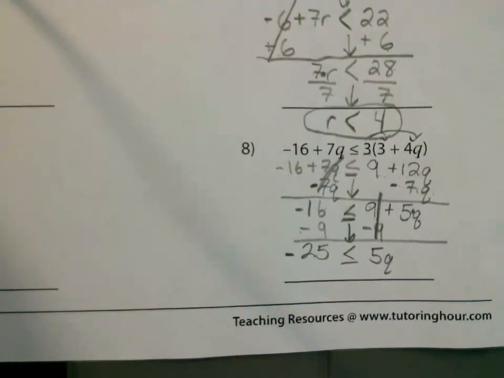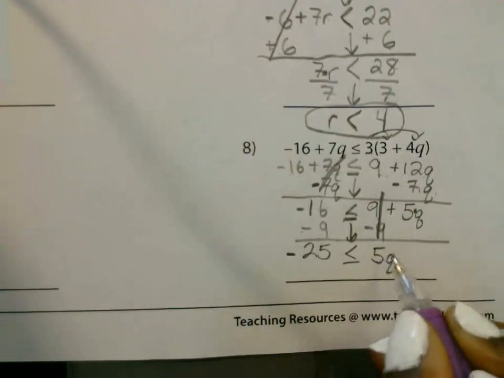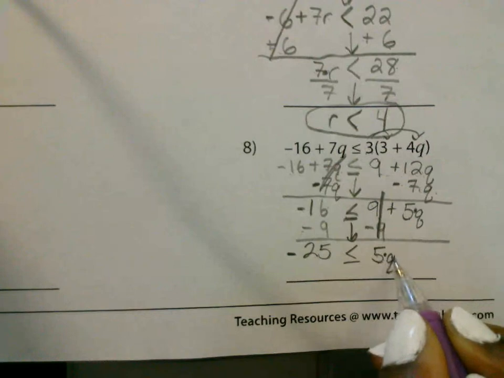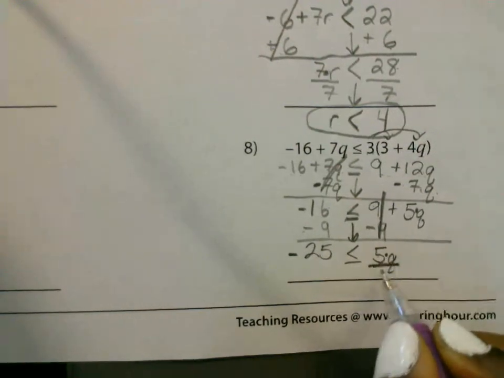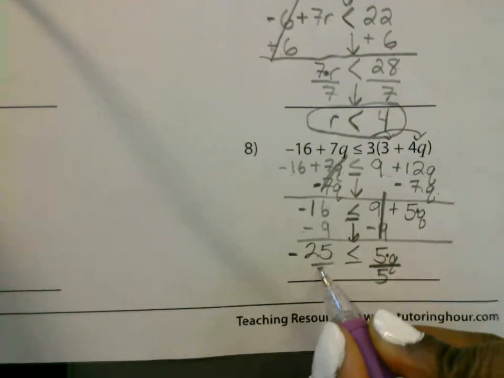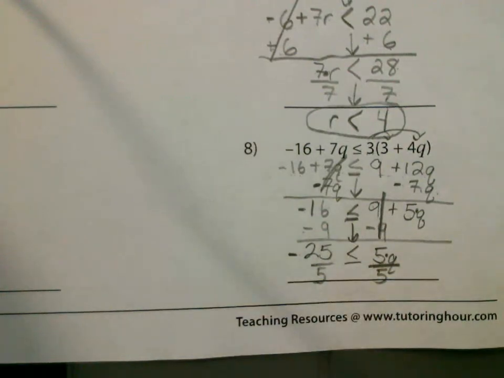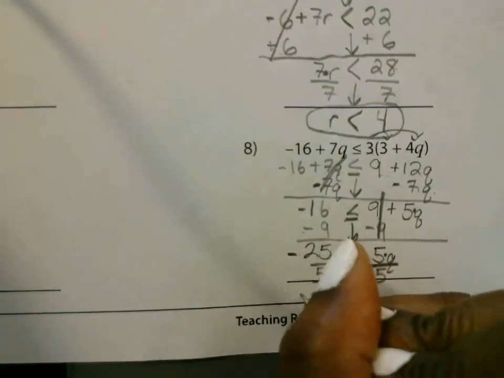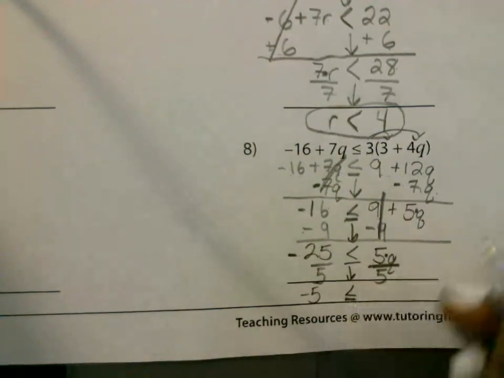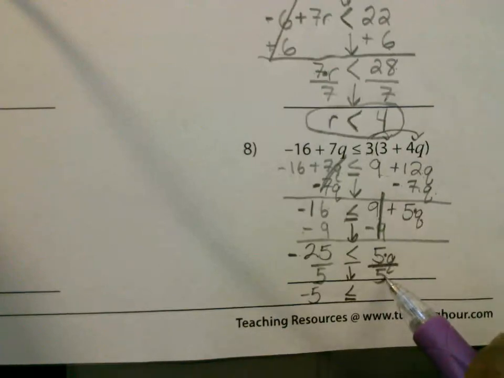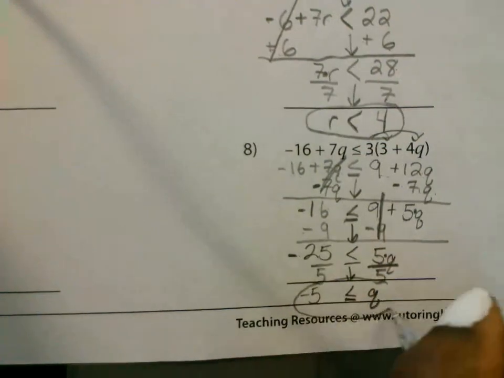Now what are we going to do to get Q by itself? How do we get rid of this 5? You're going to divide. This is multiplication between the 5, the coefficient, and the variable Q. So the opposite of multiplication is division. You're going to divide both sides by a positive 5. What's negative 25 divided by a positive 5? Negative 5. Very good, Ricardo. Bring down the inequality. And now we have 5 divided by 5 is 1. So we have 1Q, or just Q.